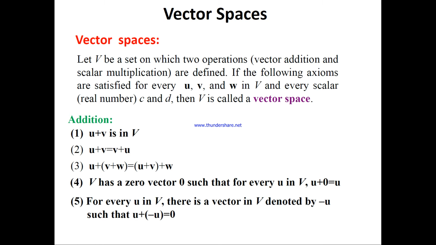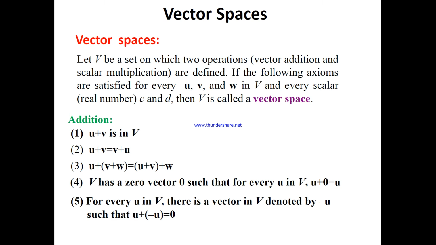Then the second axiom that it should prove is u plus v should be equal to v plus u. You add any two vectors, that should also be equal to adding in reverse order. So you add u with v, that should be equal to adding v with u. Then adding all three vectors in a different way, like u added with v plus w should be equal to u plus v added with w.